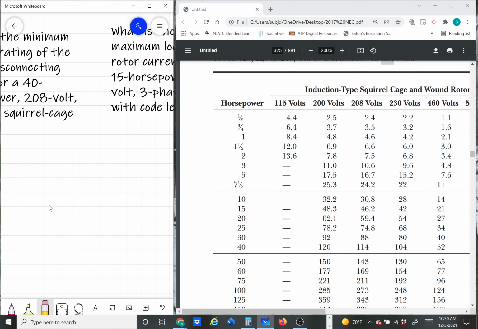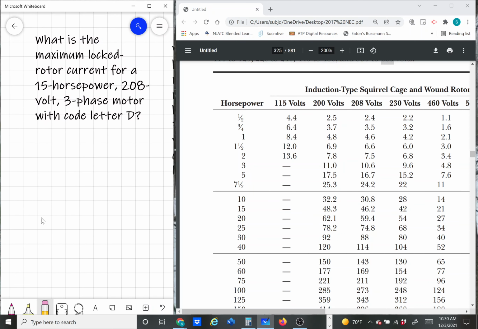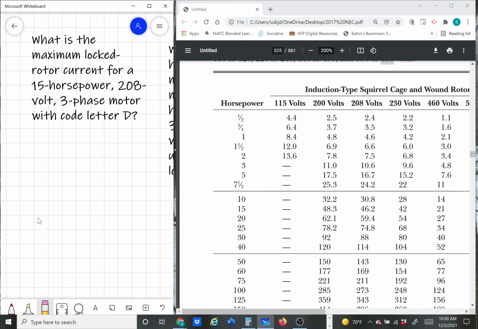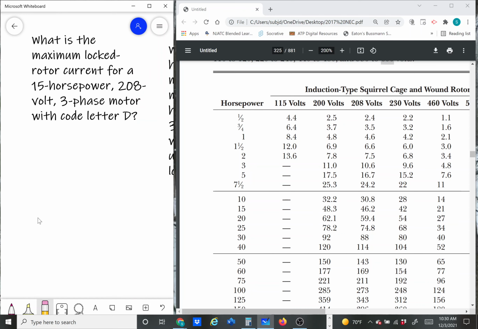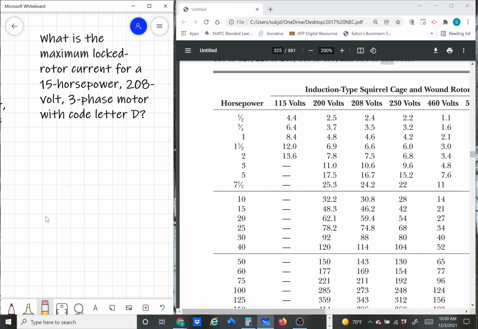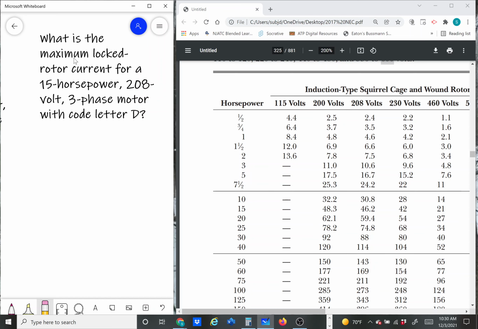So moving on into maximum locked rotor current. This is where it gets a little dicier. All right. So when it asks me for my maximum locked rotor current, one of the spots we really haven't talked about is at the very, very beginning of Article 430, and it's Table 430.7b.